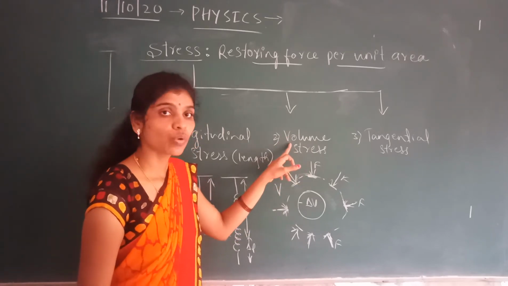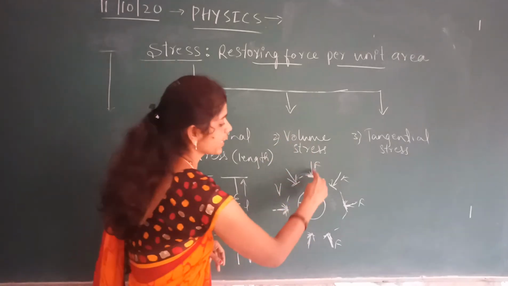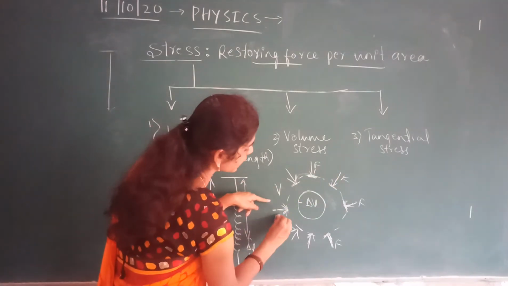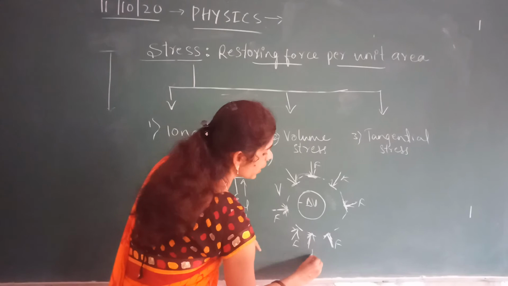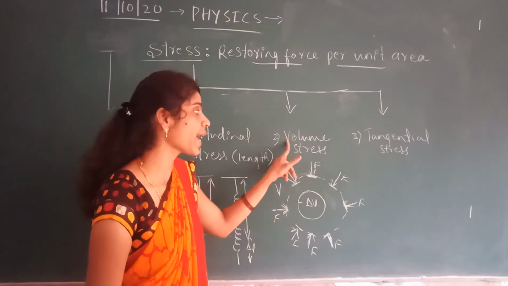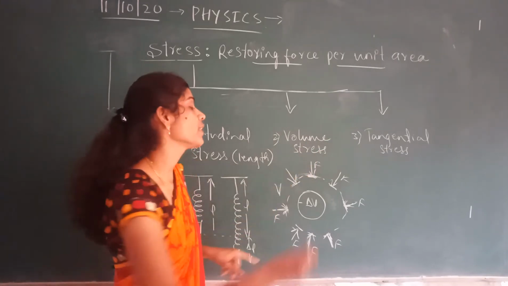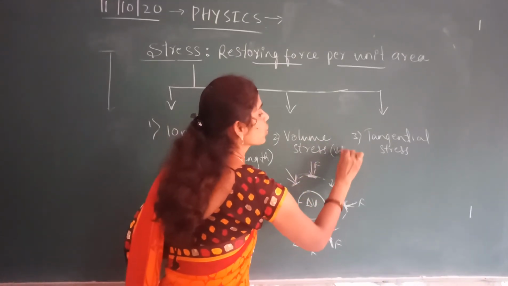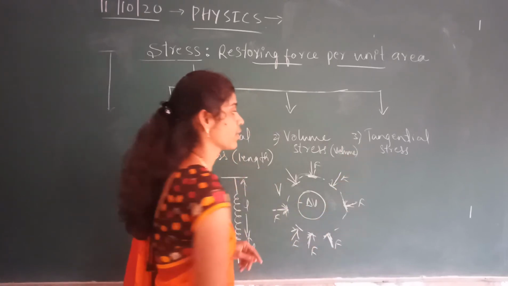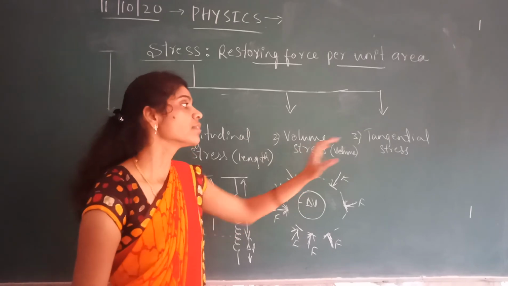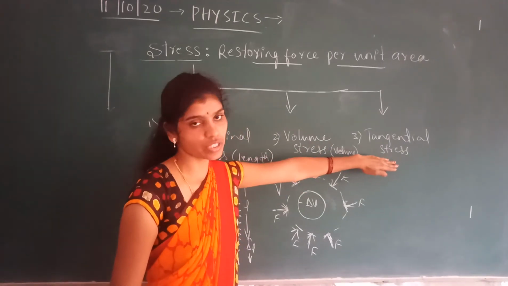Here, restoring force per unit area of the deforming body when the deforming force acts perpendicular to the surface of the deforming body. Therefore, it is called volume stress. Here the dimension of the object is going to change along the volume. Therefore, it is called volume stress. Same thing, next we shall see the tangential stress.